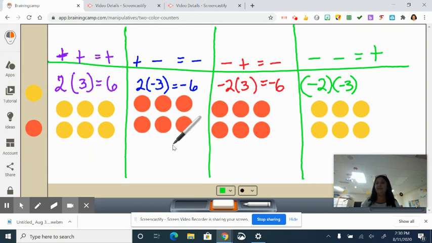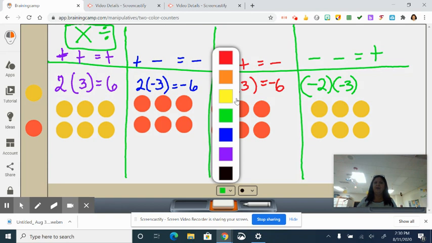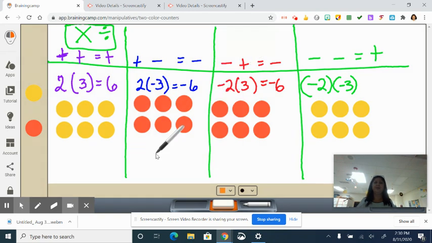If you can memorize these, remember this is only for multiplication and division. This is not for addition and subtraction. This is only for multiplication and division. Now, sometimes we use tools to help us remember. One tool that you use is your tic-tac-toe. Another tool that you can use is your triangle.